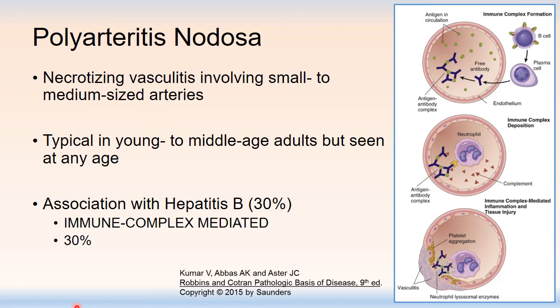And polyarteritis nodosa is an immune complex mediated vasculitis. So again, you would see antibody antigen complexes forming, planting on the endothelial surface, and then having local tissue damage from complement and neutrophilic response.